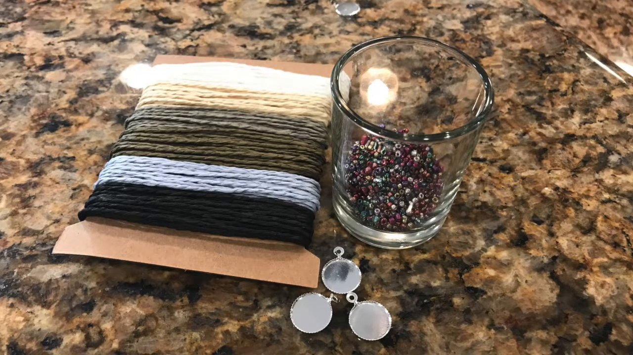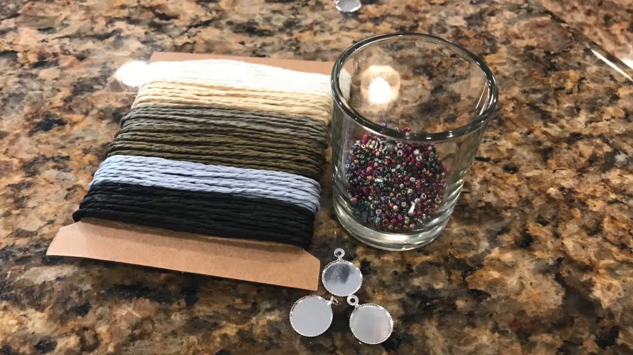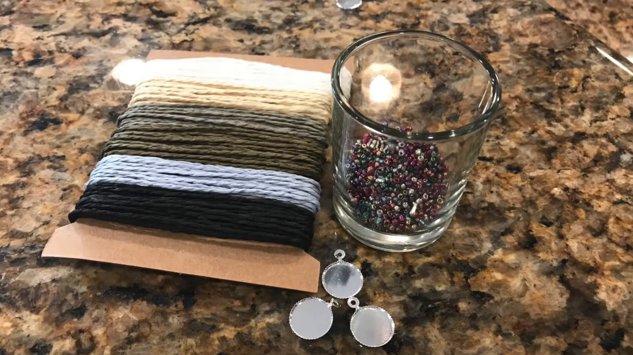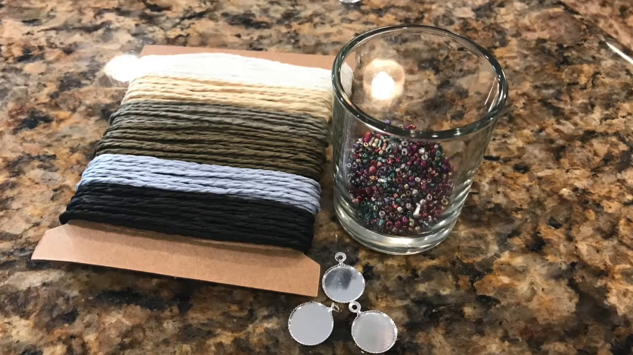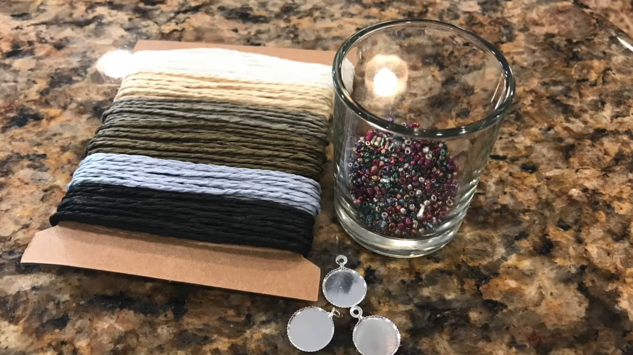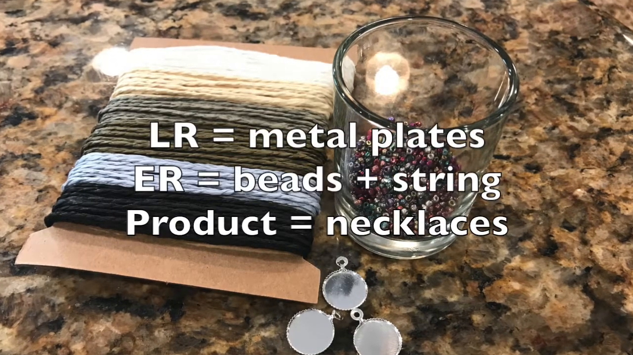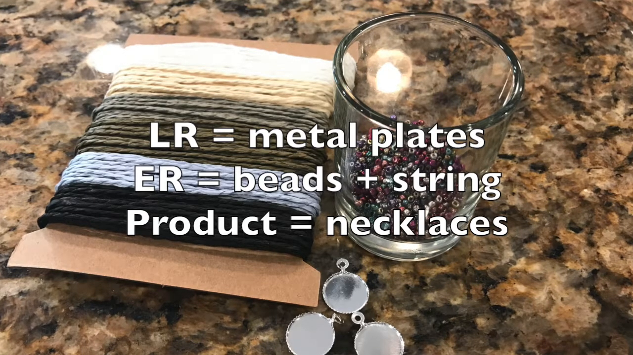Let's look at an example. Let's say you are making necklaces, and your supplies include string, beads, and metal plates onto which you glue the beads. If you only have 3 metal plates, the maximum number of necklaces you can make is 3, even though you will still have more beads and string remaining. In this case, the metal plates are the limiting reactant, the beads and string are excess reactants, and the completed necklaces represent the product.